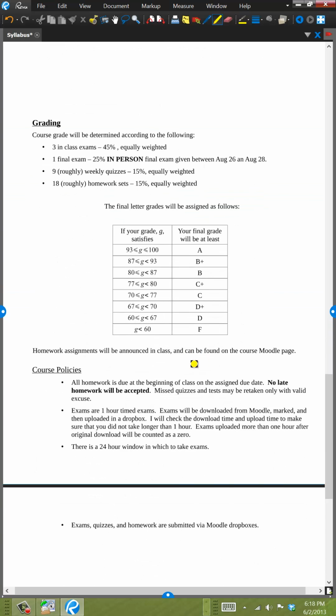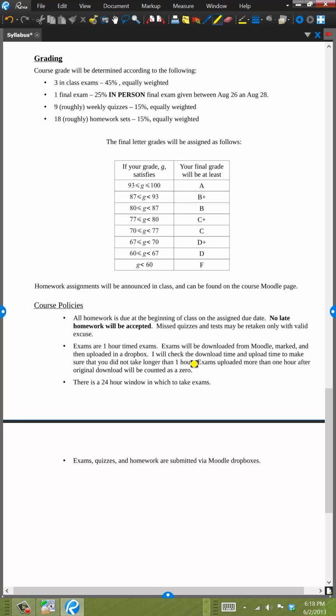Okay, grading for this class. There will be 3 exams, not in class because this is not an in-person section. So there are 3 exams in the class. They are each worth 15% of your final grade for a total of 45%. There is 1 final exam in person that's worth 25% of your final grade.